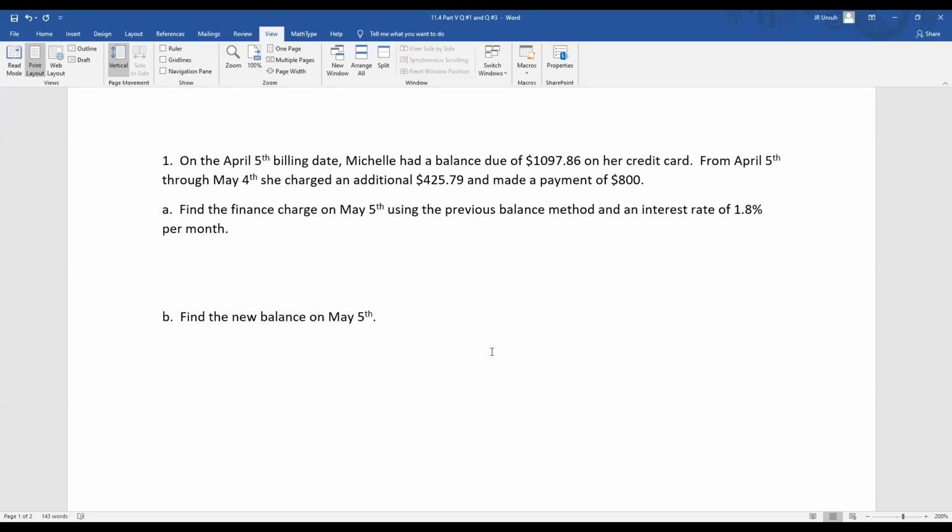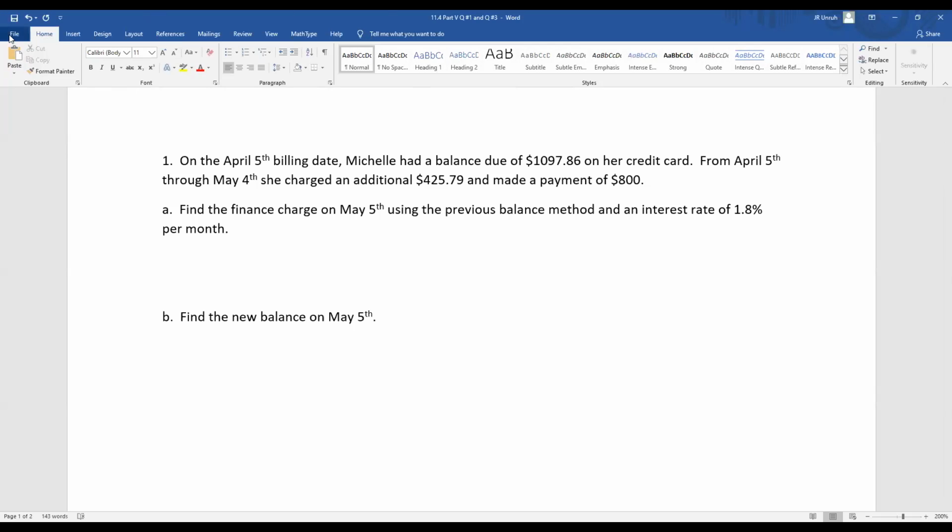$525.79. Okay, so the first thing that we need to do is find the finance charge on May 5th using the previous balance method and an interest rate of 1.8% per month. Okay, so this previous balance method is definitely easier than the average balance method. All we're given is the previous balance, so we need to figure out the finance charge based on that.